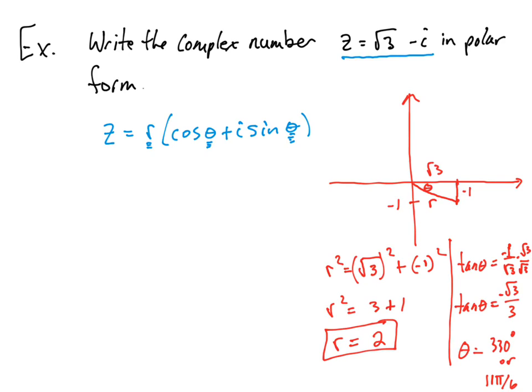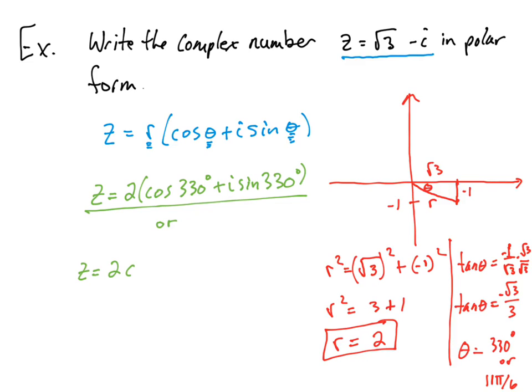Okay, this question does not mention whether we want to be in radians or degrees, so either of these angles for theta are appropriate. So putting this all together, we're going to say z is equal to 2 times cosine, I'm going to use degrees, 330 degrees, plus i sine 330 degrees, and there we have it. Alternatively, we could have said z is equal to 2 cosine, we could use radians, so 11 pi over 6 plus i sine 11 pi over 6. That is also an appropriate conversion into polar form.